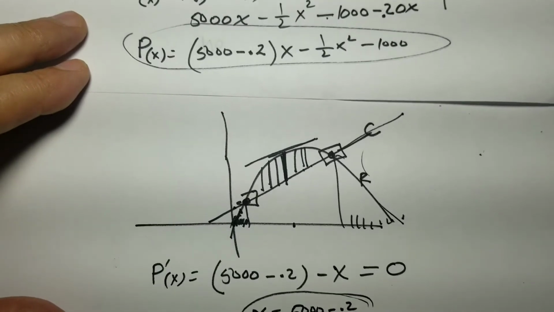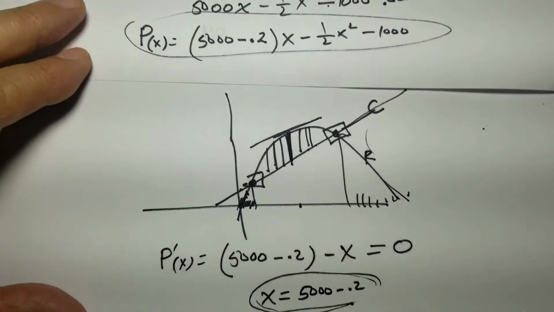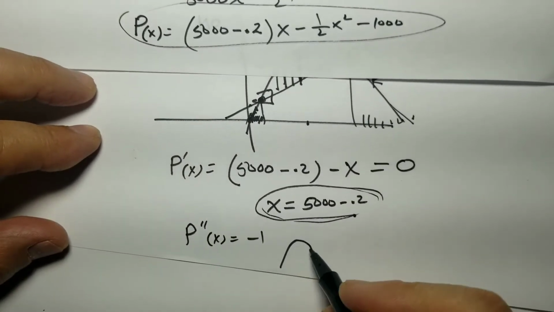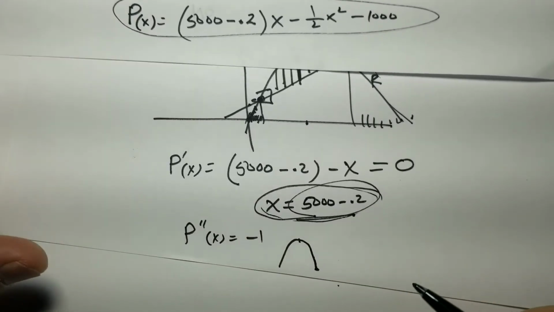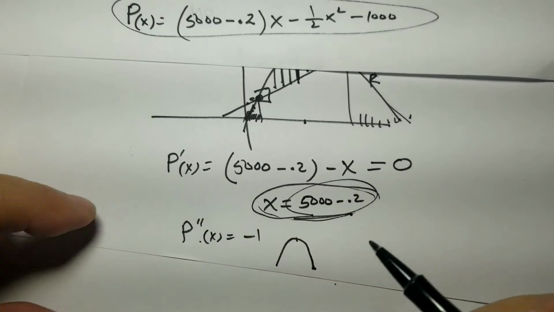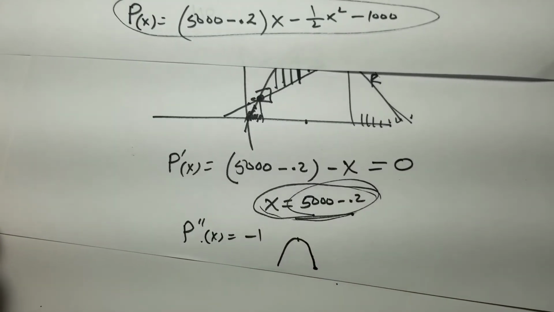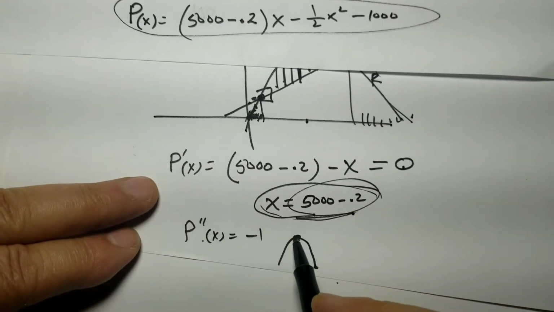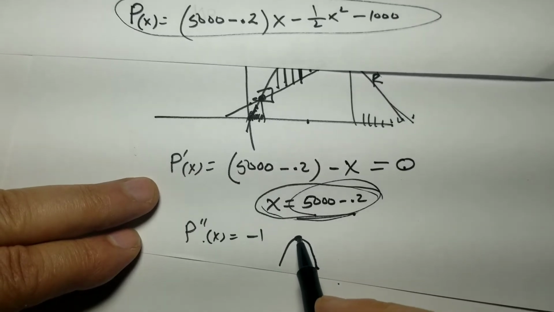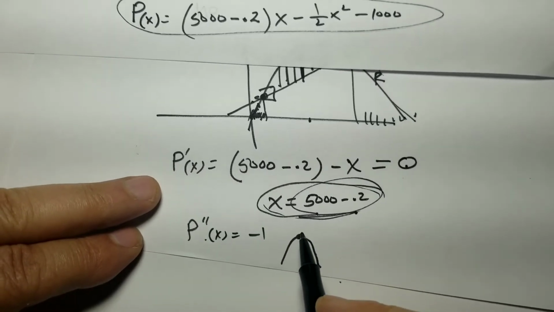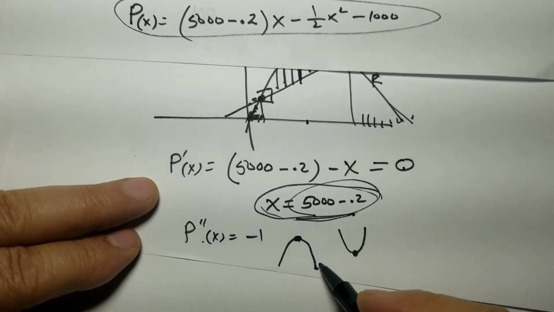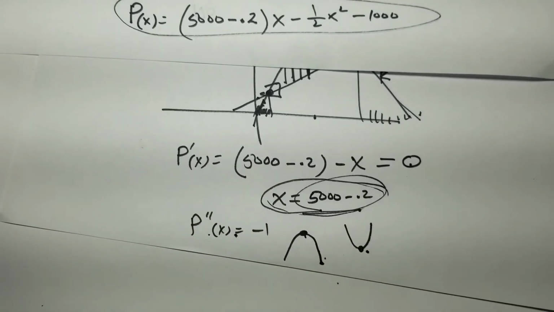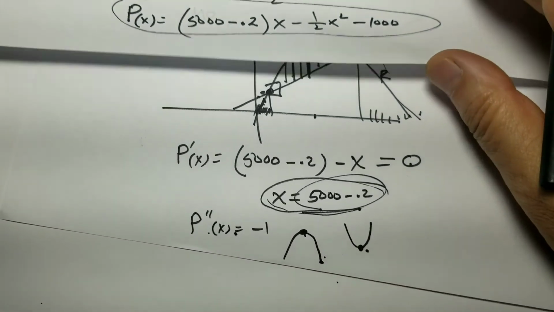And this one is pretty much right in the middle. And if I take the second derivative, the second derivative is negative 1. The graph is concave down. Therefore, at that x value, my profit is the maximum. Therefore, in calculus 1, you took the first derivative, you set it equal to 0, you found where the vertex is, but you didn't know if that vertex was down or up. You take the second derivative and you got it. And that's how we did optimization in calculus 1.